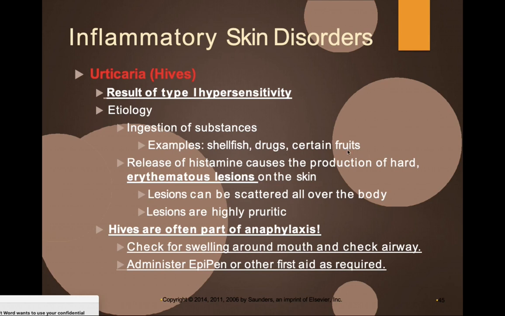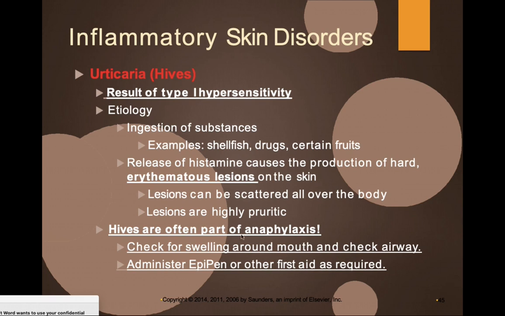Certain drugs and certain fruits can create this as well. There's the release of histamine that causes the erythematous lesion, the redness on the skin. The lesions can be scattered all over the body. They're highly itchy or pruritic. And keep in mind that hives are often a part of the anaphylaxis reaction. I have known many people who have taken certain antibiotics, they end up getting hives to it or urticaria. It's certainly an indication that they are allergic to that medication.